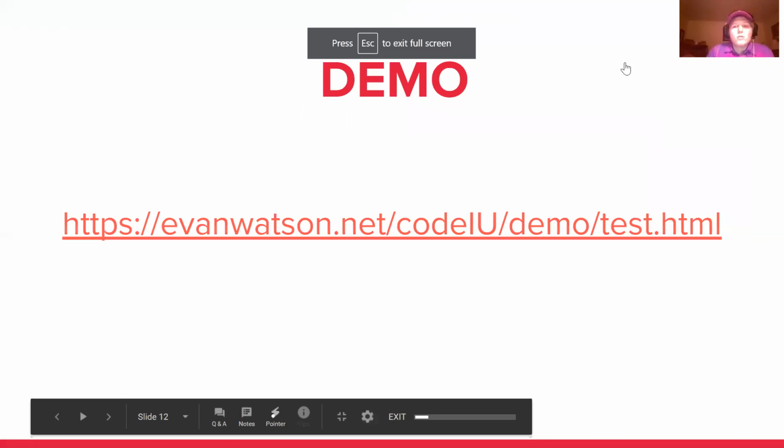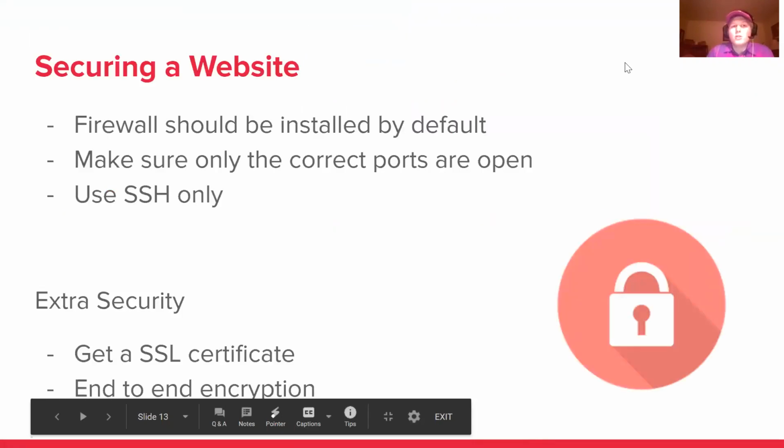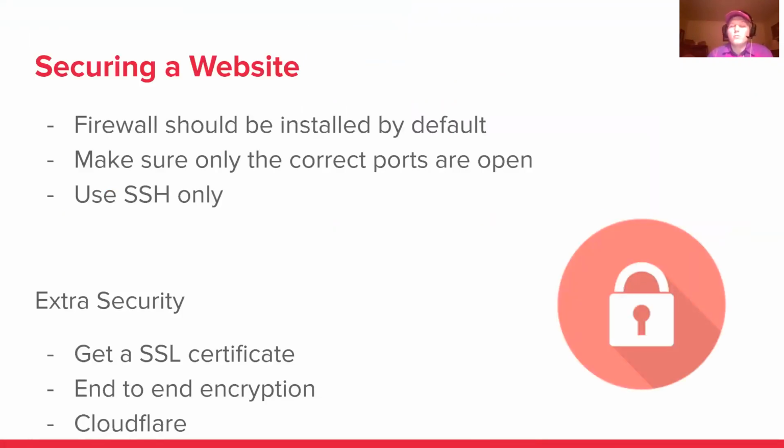So, good techniques to secure a website. By default, DigitalOcean, and probably a lot of other providers, give you a firewall that should be installed by default. You shouldn't have any other things you have to do for that. Make sure that only the correct ports are open. That's a big thing when you work with servers, having different ports open. The main ones are the HTTP port and the HTTPS port.